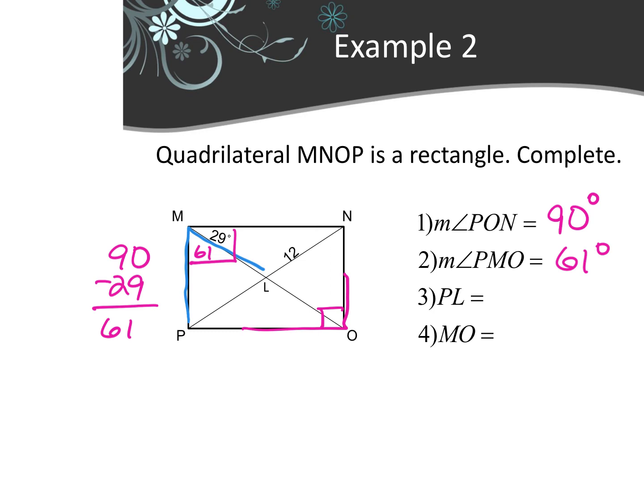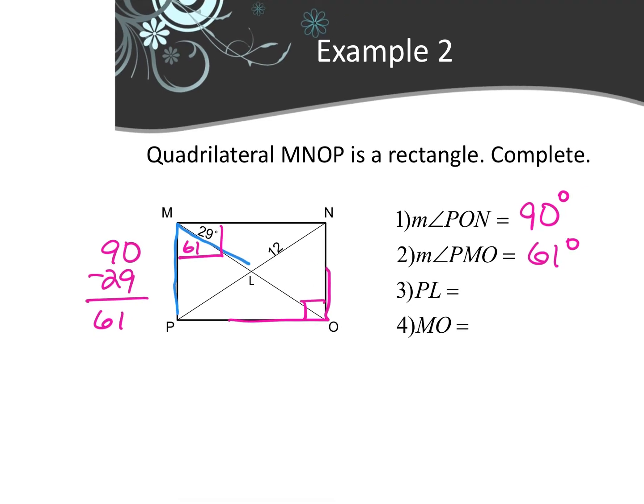To find the measure of PL, I know that a rectangle has all the properties of a parallelogram, and I know in a parallelogram, diagonals are bisected. So if this one's 12, this piece over here is also 12 because it was bisected.